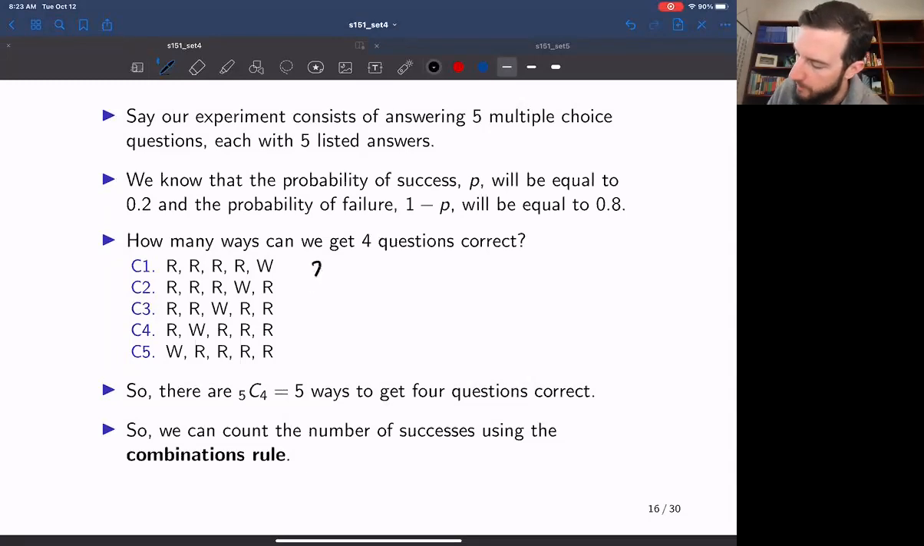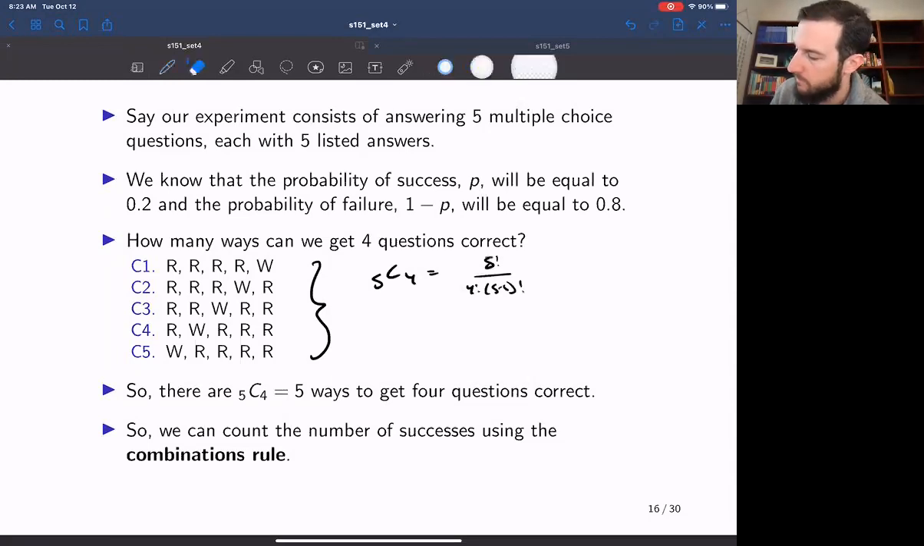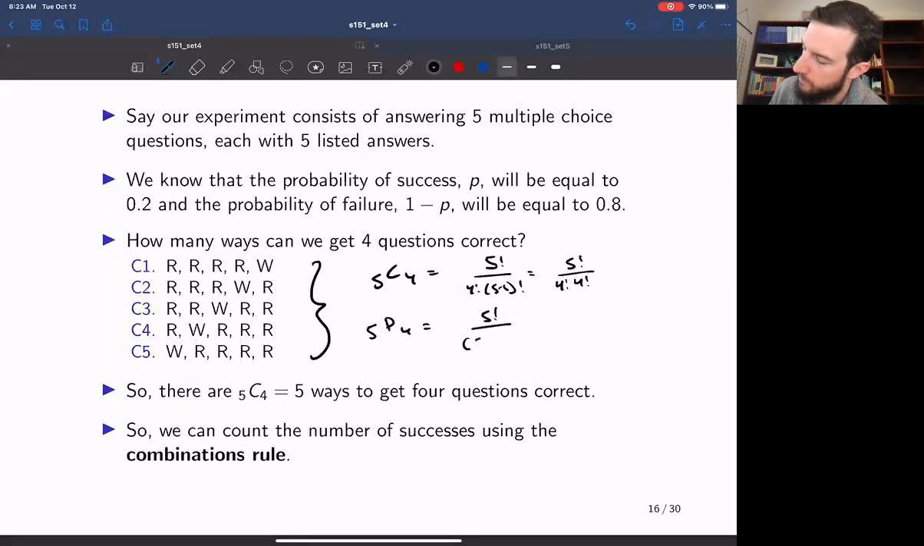Well, let's just enumerate this really quickly here. So we have 5C4, which is 5 factorial over 4 factorial times (5 minus 4) factorial. And then 5P4 would be 5 factorial over (5 minus 4) factorial, which is 5 factorial over 1 factorial.